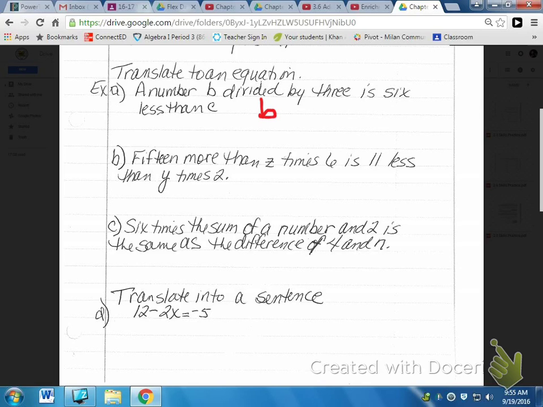Okay, B over 3, and say the rest of it, equals C minus 6 is exactly right. And all you're doing with that is translating this into an equation, and we have done that. So B divided by 3, make sure you do over 3 for division. And where you see is, that's your equal sign. 6 less than C, the word than pulls the first thing to the back, so C minus 6.